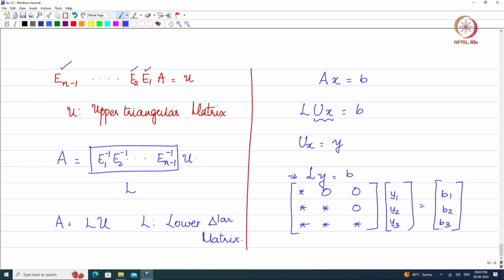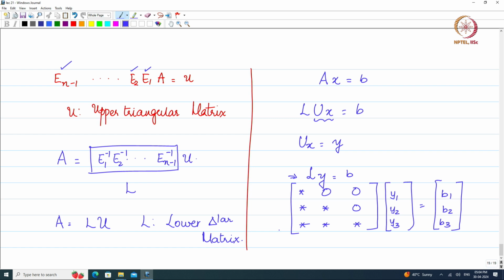So, what have we done here? We are going to identify the values of y1, y2, y3 in a forward manner. The first equation is going to give the first value y1, substitute that in the second equation, you get the value of y2, and substitute y1, y2 values in the third equation, you get the value of y3. So, you are going to do some kind of a forward substitution here to get the values of y1, y2, y3.